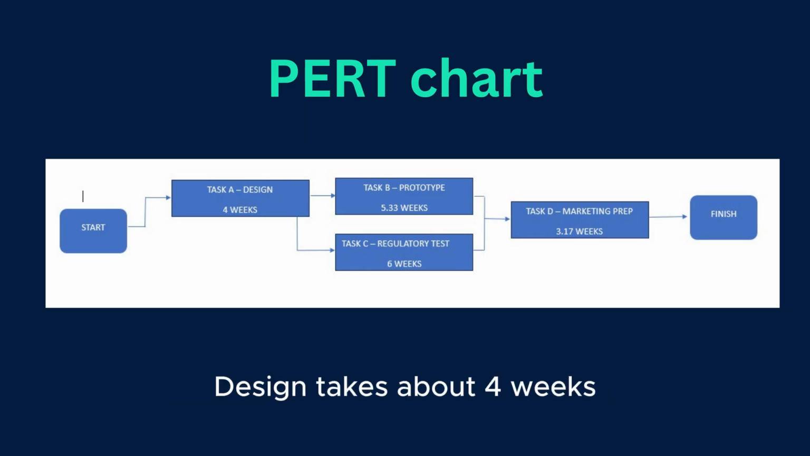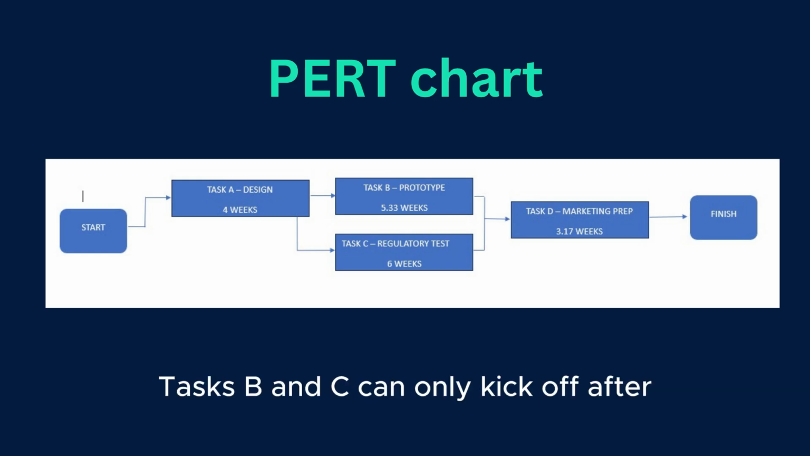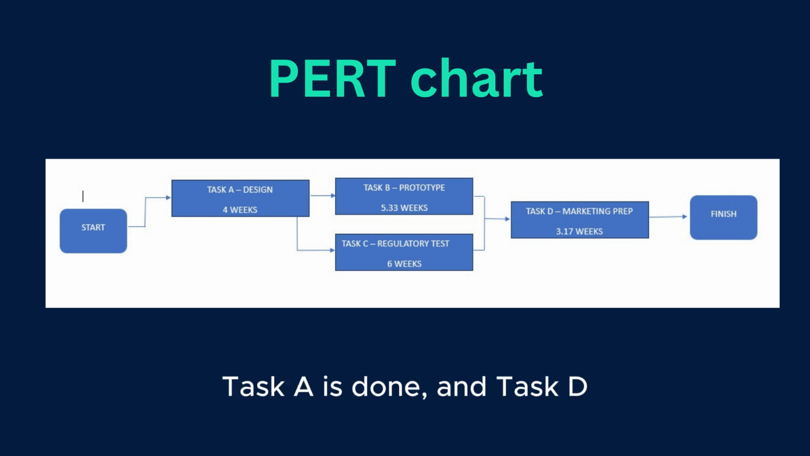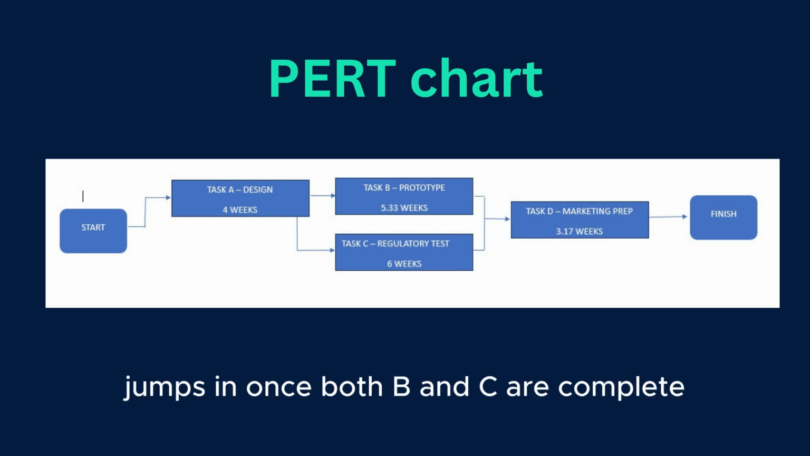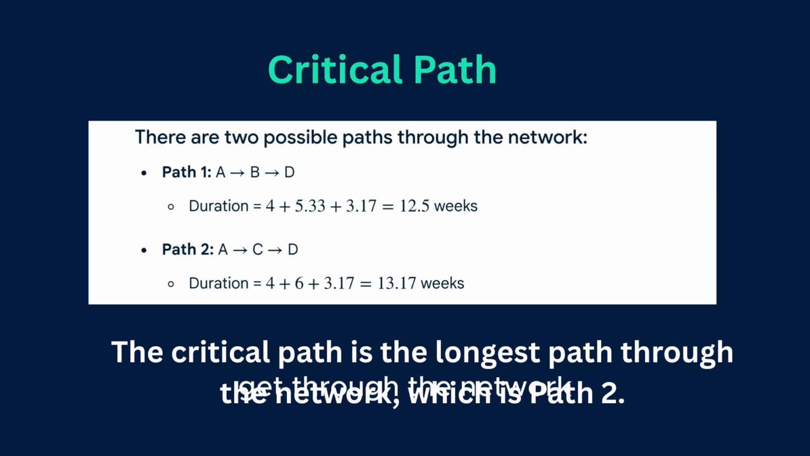Design takes about 4 weeks. Prototyping needs 5.5 weeks. Regulatory testing is 6 weeks, and marketing prep wraps up in 3.2 weeks. Tasks B and C can only kick off after Task A is done, and Task D jumps in once both B and C are complete. There are 2 ways to get through the network. Path 1 is A to B to D, and Path 2 is A to C to D. Path 2 takes 12.17 weeks, making it the longest and the critical path.